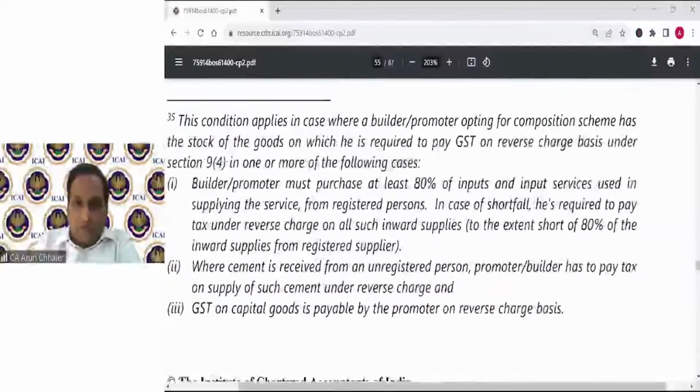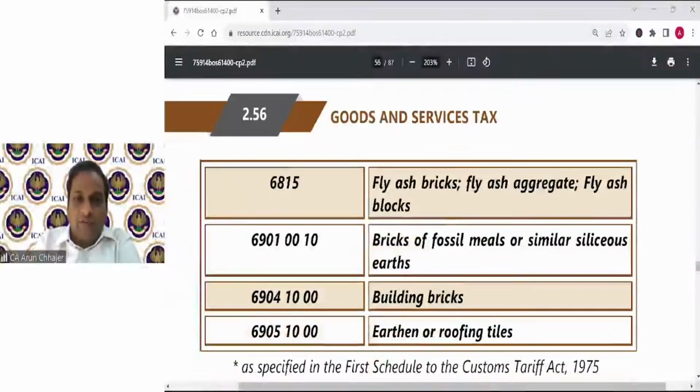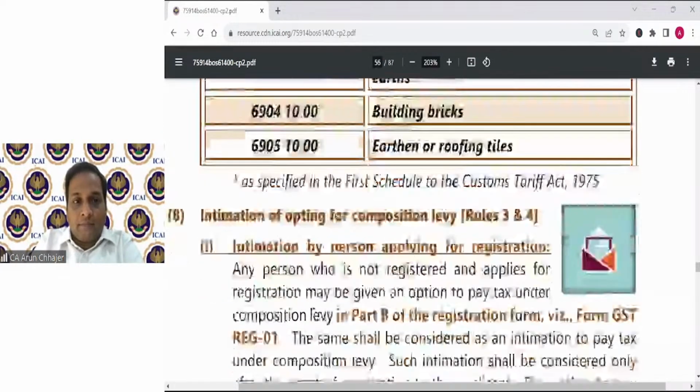9(4) could be current also, so currently also, okay? It is not that it was applicable only earlier, on 1 July. Now it is also limited. We all know that 9(4) is limited to the real estate sector. So if it is covered in the current case, then it will be fly ash, fly ash aggregator, fly ash blocks, bricks of the fossil meal, similar siliceous earth, building bricks, earthen or roofing tiles. So these are under the restriction category.